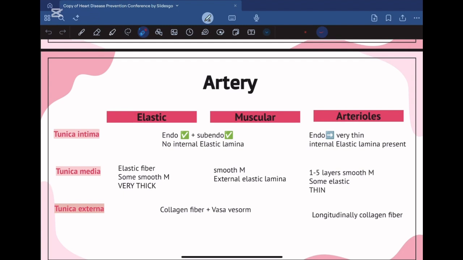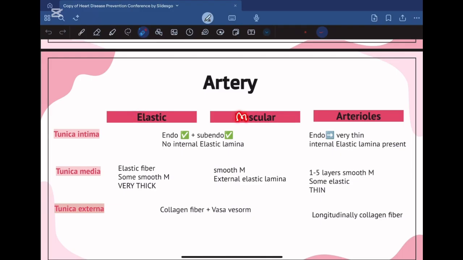For the elastic arteries, it's very important when they are in the large blood vessels such as the aorta. Why? Because the heart will pump very high blood pressure. The blood contains very very high pressure, therefore we need the vessel to accommodate this pressure so it can stretch and recoil easily. Therefore we have the elastic arteries in the large vessels.